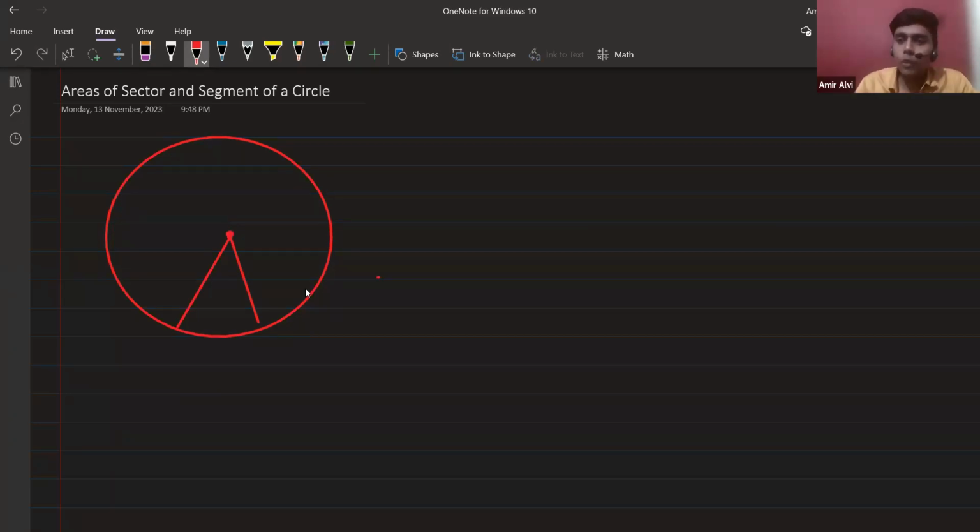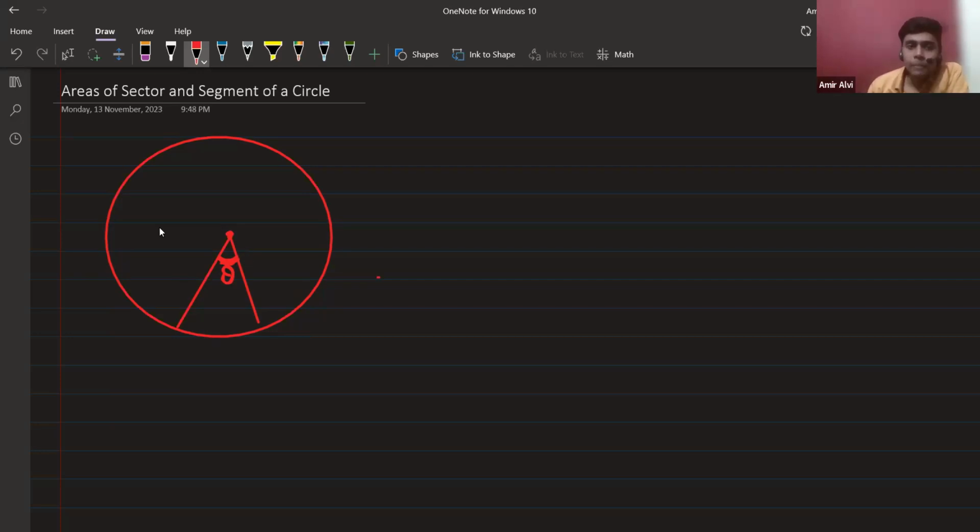In this chapter, we have to find out what happens if I take a certain portion from the circle. It has some angle, some theta angle. You can see this as a pie chart as well. Clear, everybody?